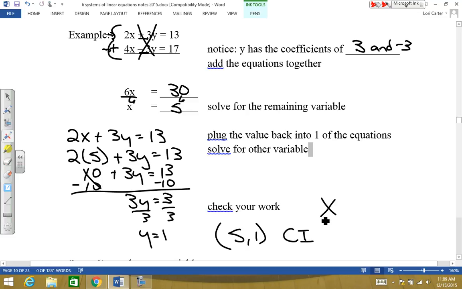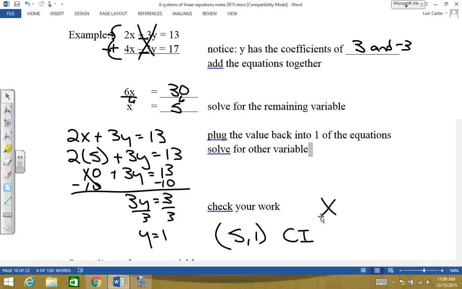Okay, what if it had come out where 3x equals 3x? What kind of line? That would be consistent, dependent, same line. What if it had come out 3 equals 7? That's parallel lines, which are inconsistent.